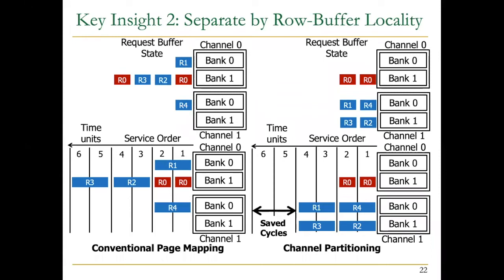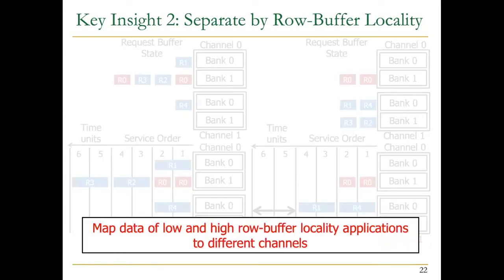Of course, whenever you're reviewing papers, keep in mind the downsides. If you partition these 2 applications to separate channels, there's less bandwidth available to each application overall, and less memory capacity available. So we're not going to be very inflexible about this. We're going to be flexible. We're going to take into account the memory bandwidth and consider the memory capacity issues, as I will show you next. But the second key insight is to map data of low and high row buffer locality applications to different channels.